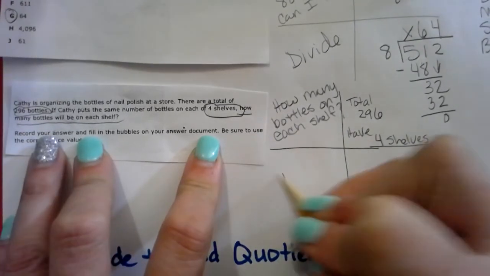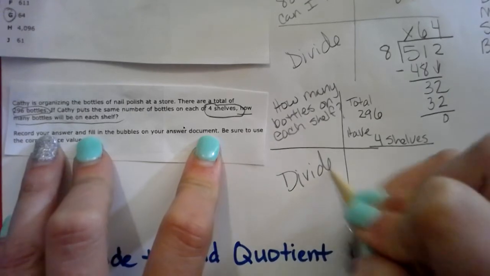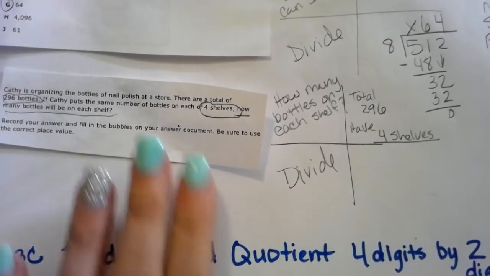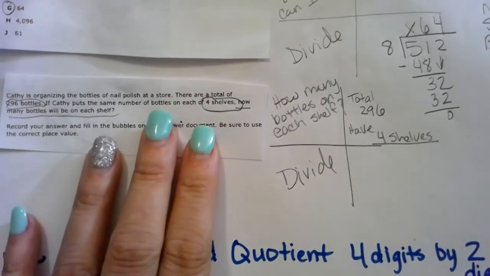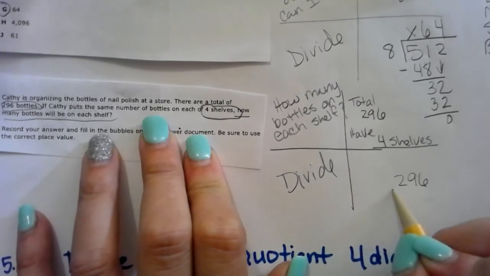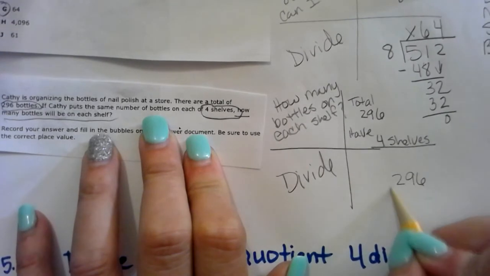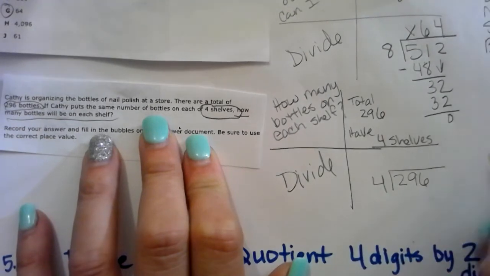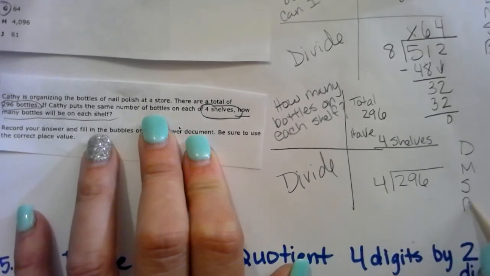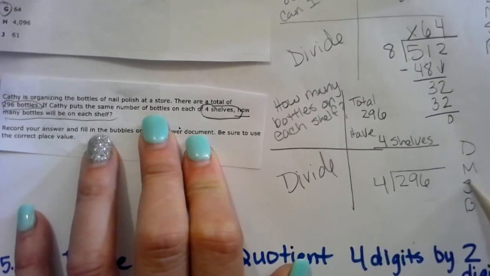So to solve this, I'm going to divide. Okay, what am I splitting up? Am I splitting up the 4 shelves or the 296 bottles? So what I'm splitting goes inside. I'm splitting the 296 bottles. That's going to go inside the house. That's the dividend. Divide by 4. That's the divisor. 4, and then DMSB for divide, multiply, subtract, bring down.